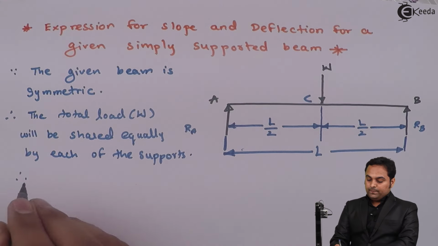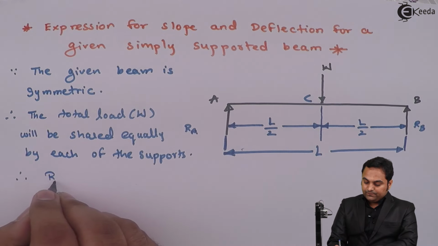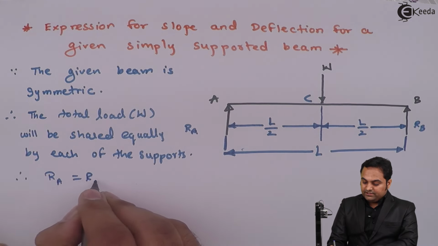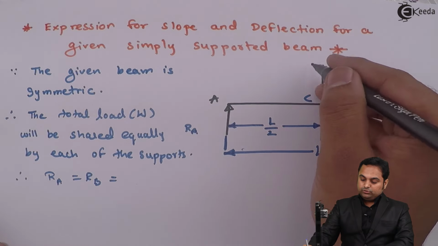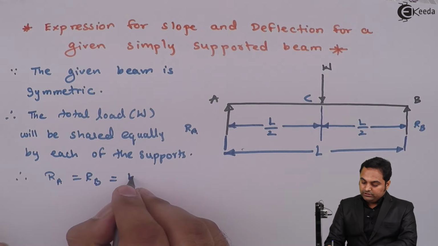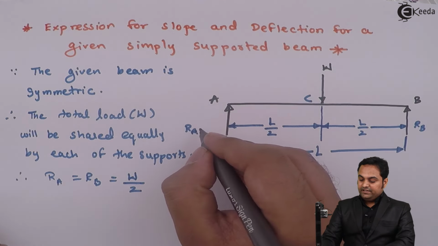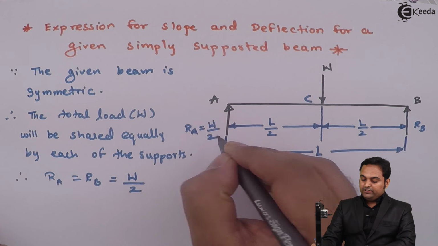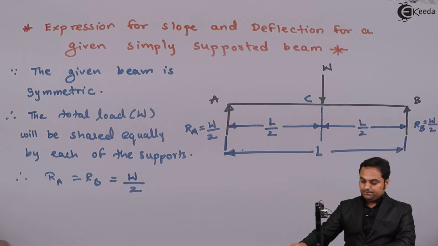So the reaction at A will be equal to reaction at B, and the load will be shared equally by them. That is, the total load is W, so W by 2 will be shared by reaction at A, and reaction at B will also share W by 2.